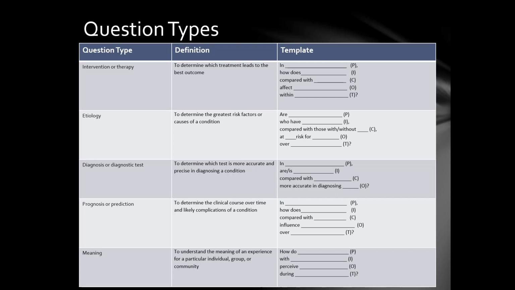Prognostic or prediction questions can be used to determine the factors that may complicate the clinical plan of treatment over a period of time. Additionally, these questions can be used to incorporate this information to better assist the patient with a favorable outcome. Meaning-phrased questions can assist with understanding the meaning of an experience for a particular individual, group, or community, and frequently deals with obtaining perceptual information from the patients.